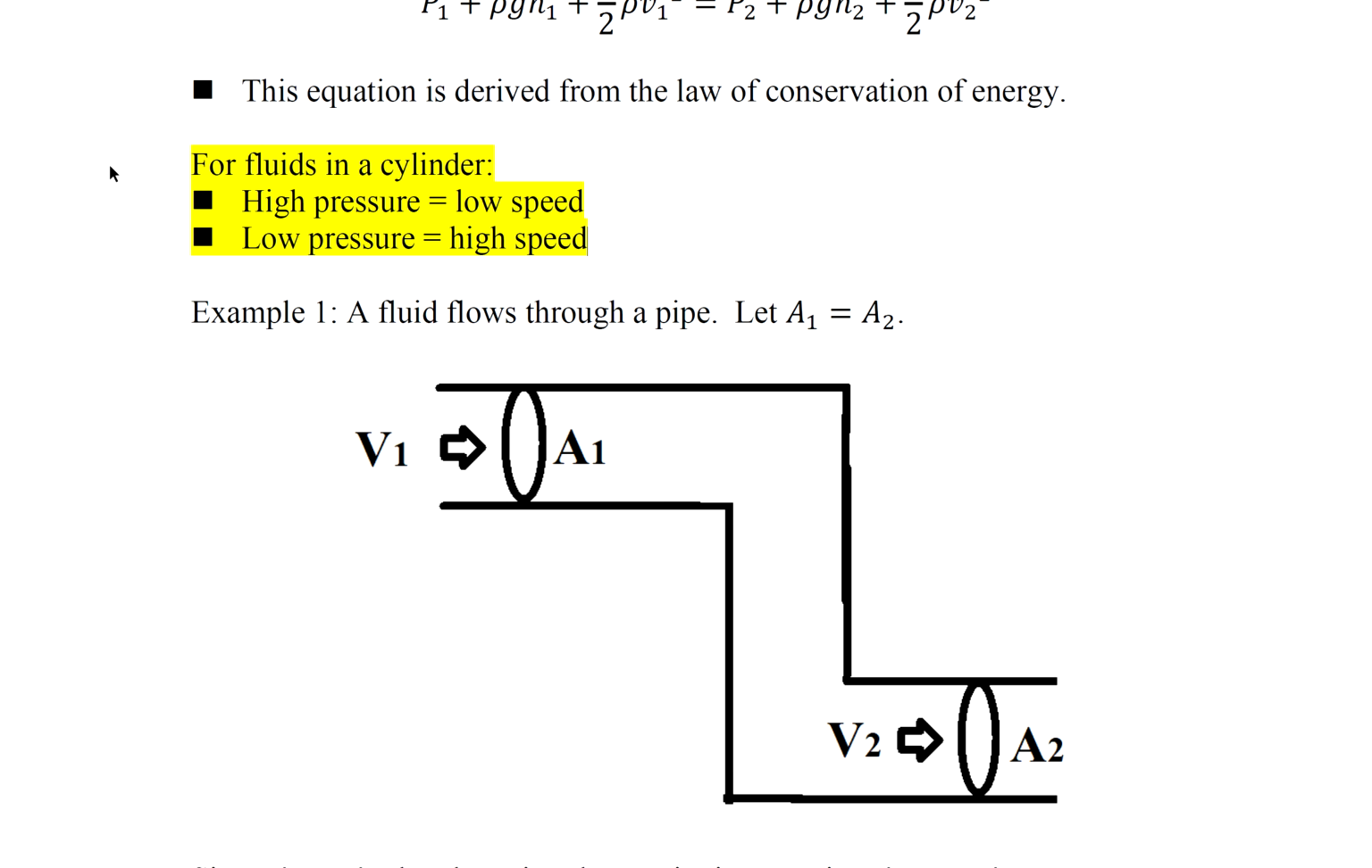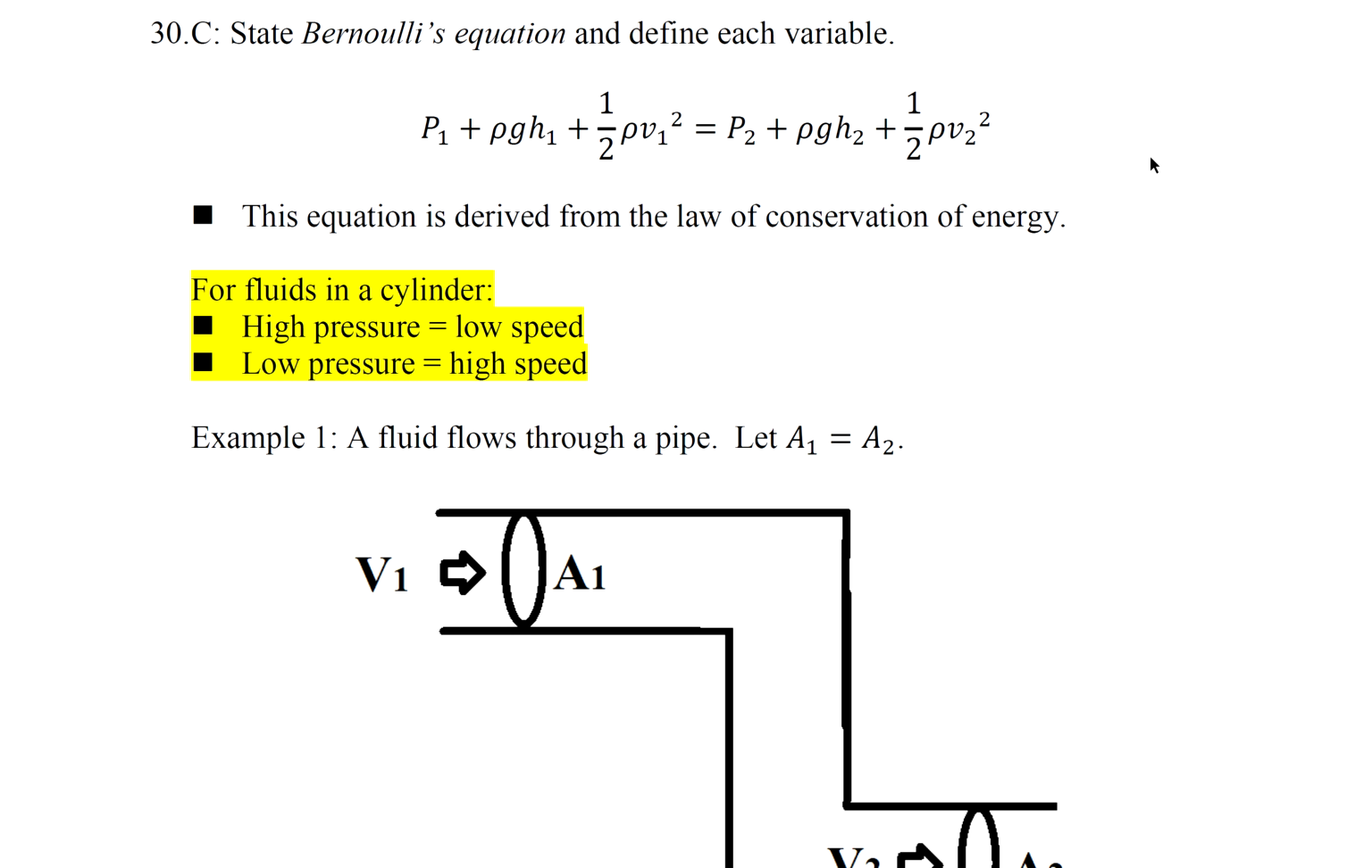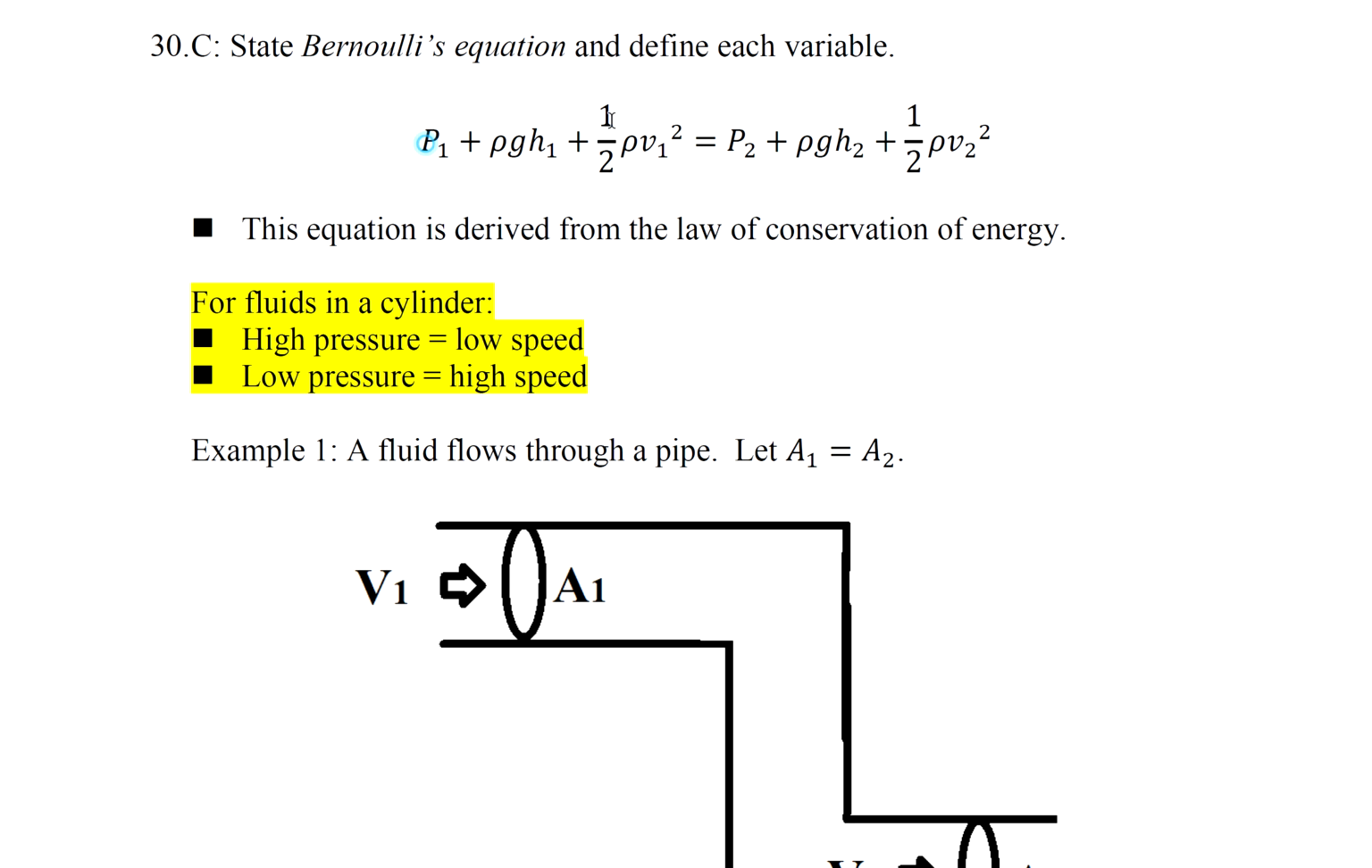So example 1, a fluid flows through a pipe, let A1 equal A2. So water goes to the right, a fluid, then it goes down and it continues to go to the right. I'm saying cross-sectional area 1 is equal to cross-sectional area 2. So looking at this equation, if A1 equals A2, then V1 is equal to V2. Because remember the continuity equation, A1 V1 equals A2 V2.